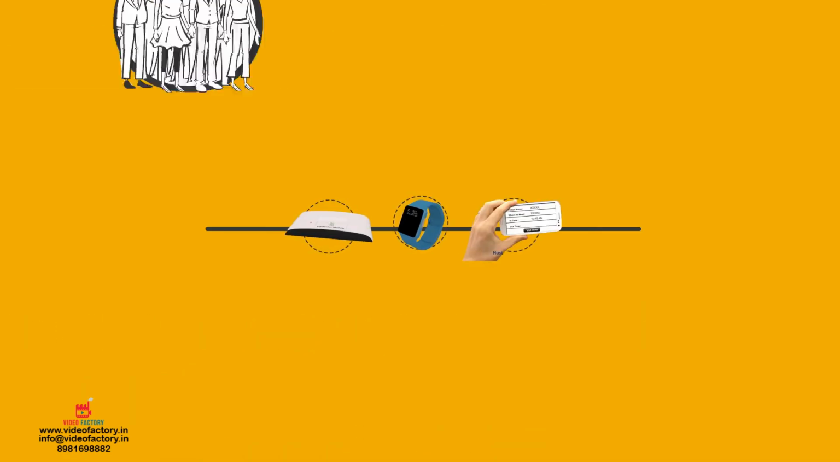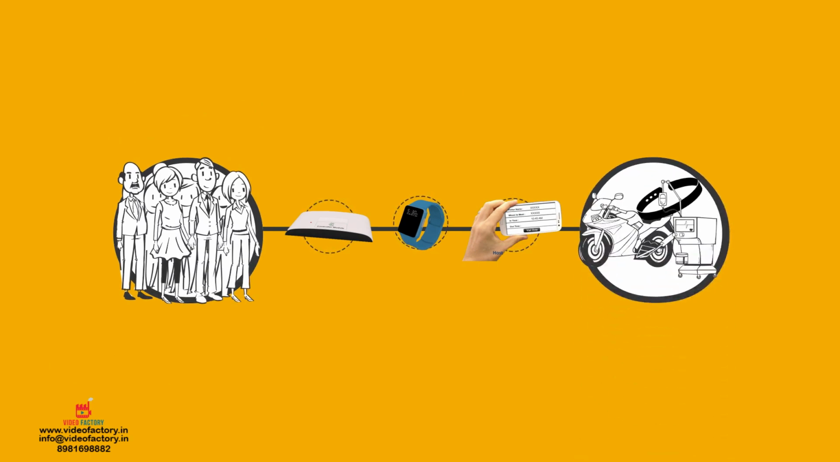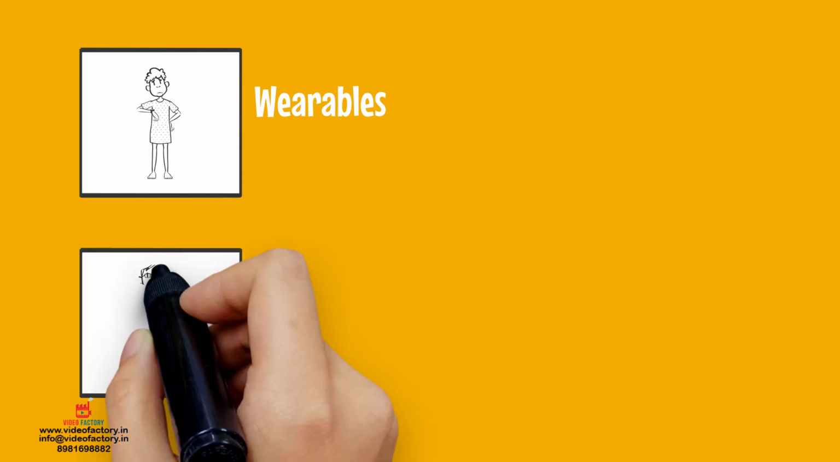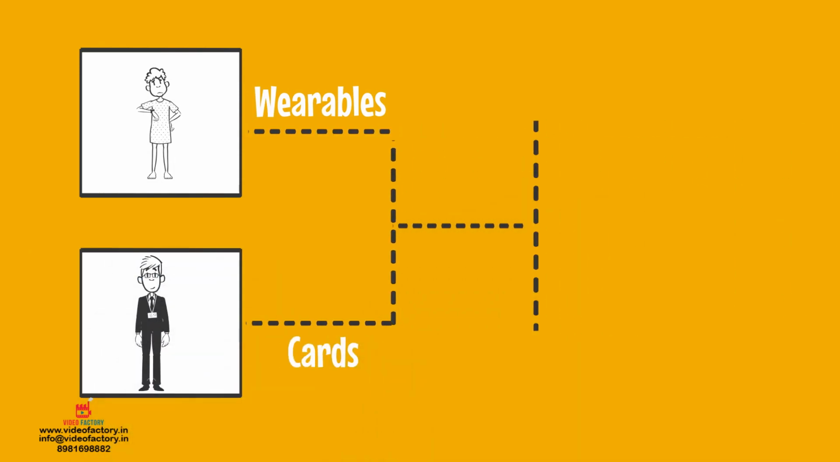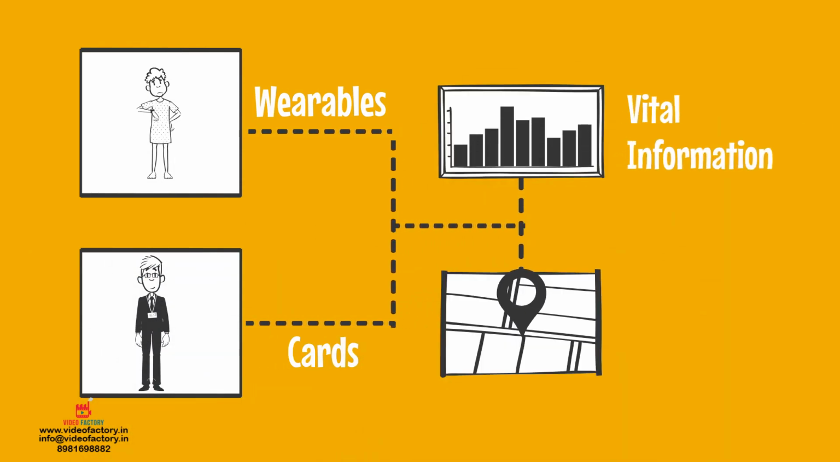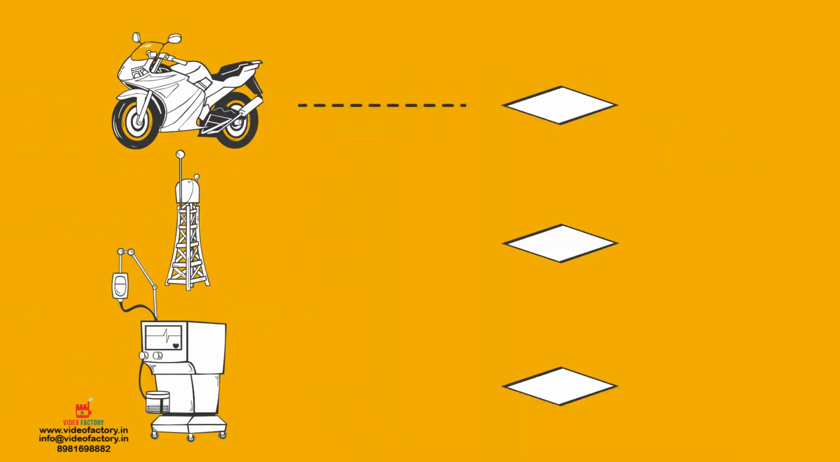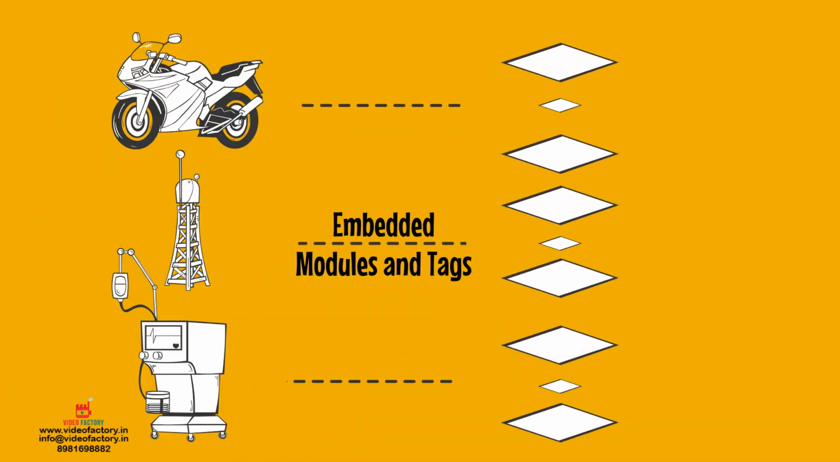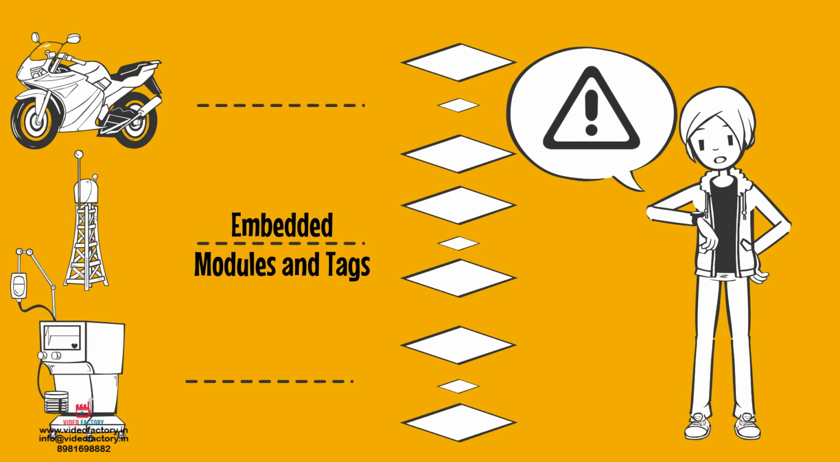DigiFence's IoT platform comes with a variety of devices for people and things. The platform provides wearables and multifunction cards to sense and communicate people's vital information and location. Its embedded modules and tags can be used to sense and communicate condition information and location of things.